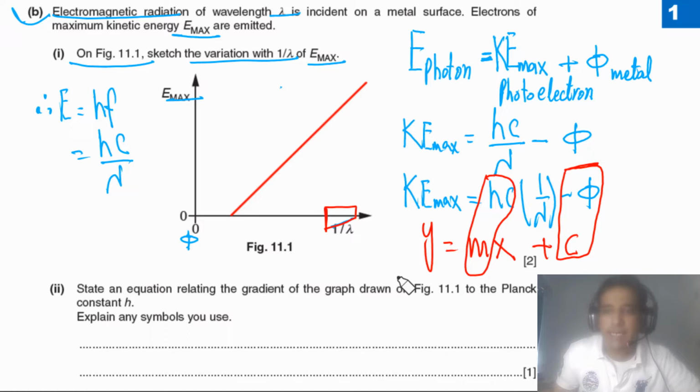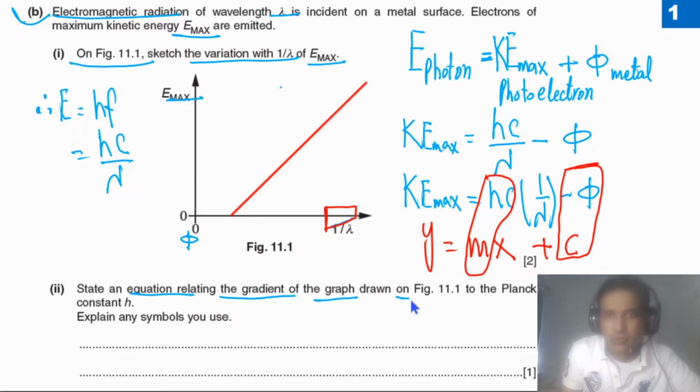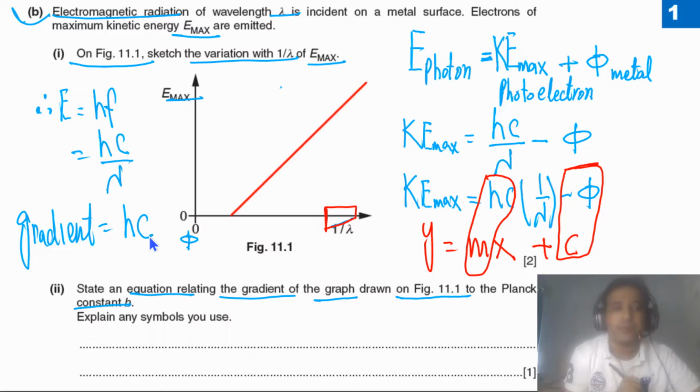Now if we go to the second part, it is asking us to state an equation relating the gradient of the graph drawn on figure 11.1 to the Planck constant h. That means how gradient and Planck constant are linked together. So we have already discussed that gradient is equal to h times c.